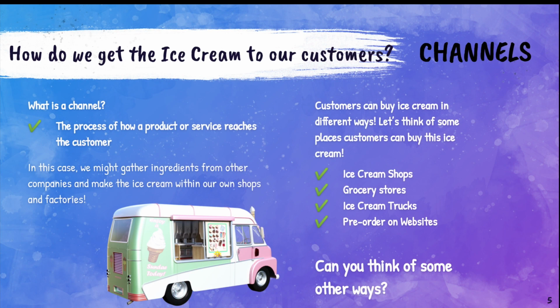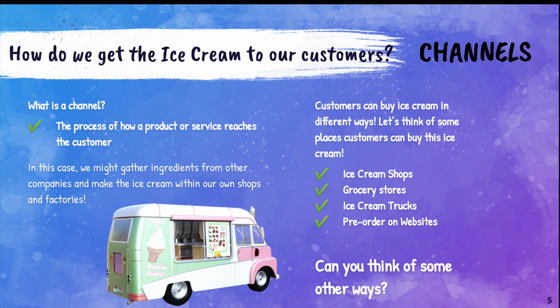In simple terms, a channel is the process of how we get our product, in this case ice cream, to our customers. This includes processes from getting the ingredients for our ice cream to giving it out to customers. Some examples of places customers can purchase our ice cream include personal shops, grocery stores where we sell our ice cream, trucks, or we can even have them delivered or available for pickup from ordering from our website.